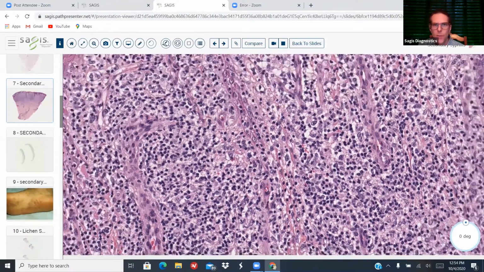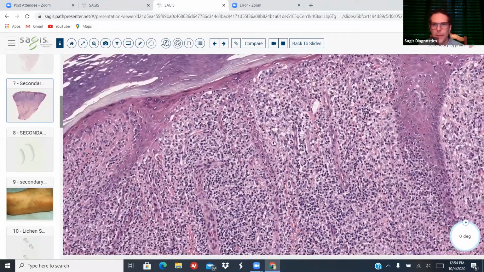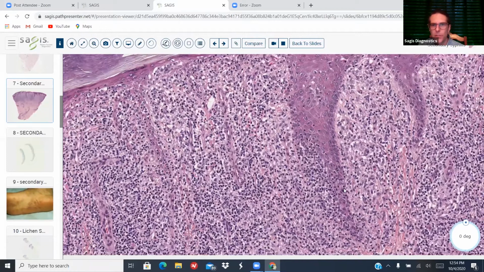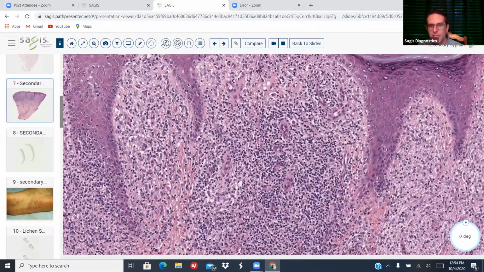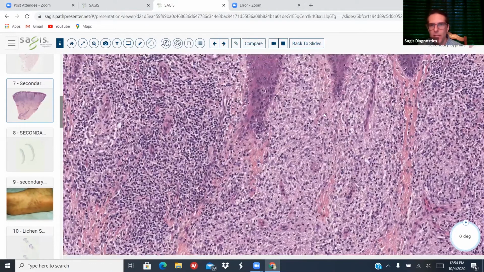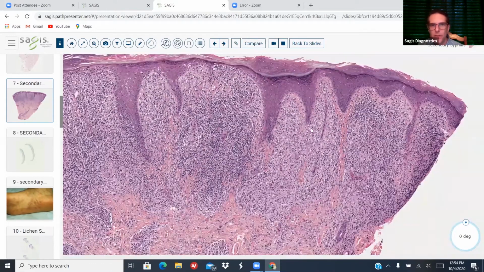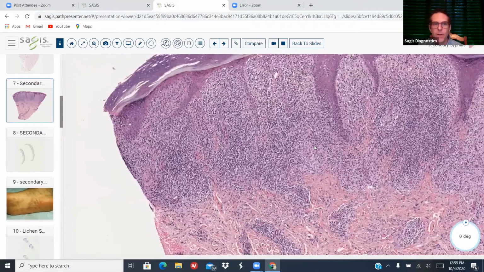Okay, so if we have psoriasiform lichenoid dermatitis, perivascular with lymphs and histiocytes and plasma cells, that should make us very concerned for a mimicker of a lichenoid dermatitis.